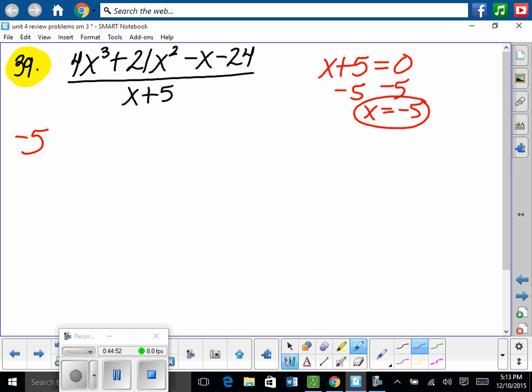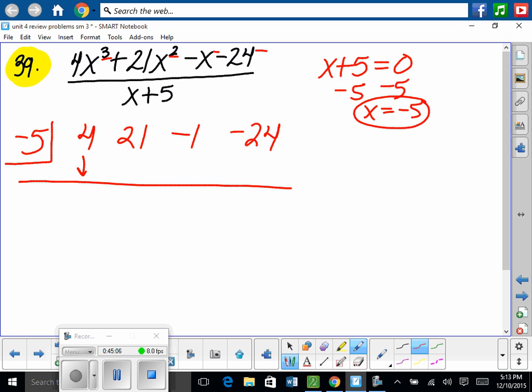So I have negative 5, and I set up my coefficients 4, 21, negative 1, and negative 24. And I wasn't missing anything. We went from degree 3, degree 2, degree 1, and then degree 0. So we have this correctly. So we set up our little thing, drop that down. 4 times negative 5 is negative 20, add straight down to 1. 1 times negative 5 is negative 5, add straight down is negative 6. And negative 6 times negative 5, positive 30, add straight down is 6.